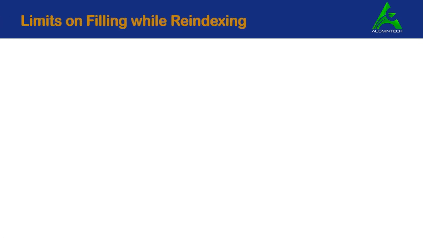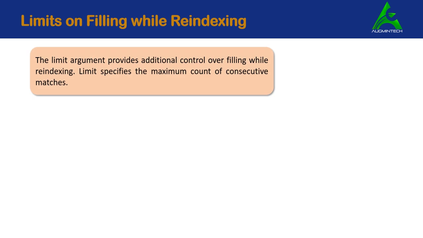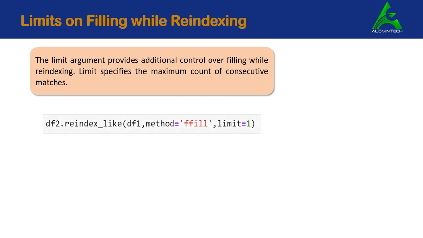Now let's see what the limits on filling while reindexing are. The limit argument provides additional control over filling while reindexing. Limit specifies the maximum count of consecutive matches. So I can specify limit equals 1, limit equals 2, it depends. Limit can be passed as a parameter or argument in reindex_like, and then we can pass the data frame and the method of filling along with the specified value for the limit.